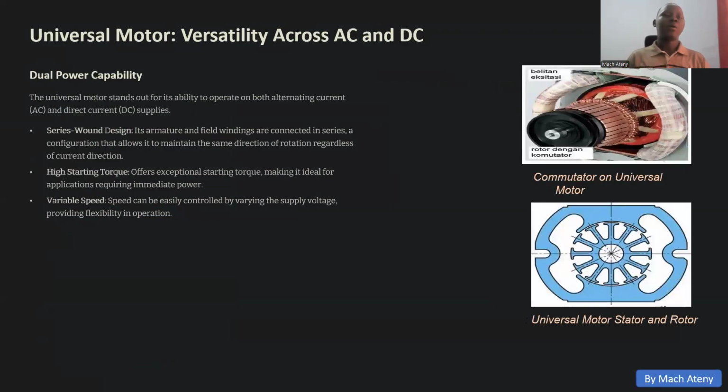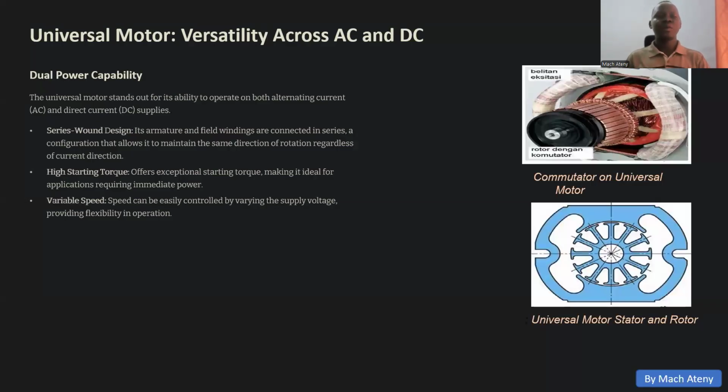So that is it. And we come to the universal motor. The versatility across AC and DC motor, dual power capability. These are the two different currents. We're having AC, which is alternating current, and we're having DC, which is direct current. So here we say the universal motor stands out for its ability to operate on both alternating current, which is AC, and direct current supplies.